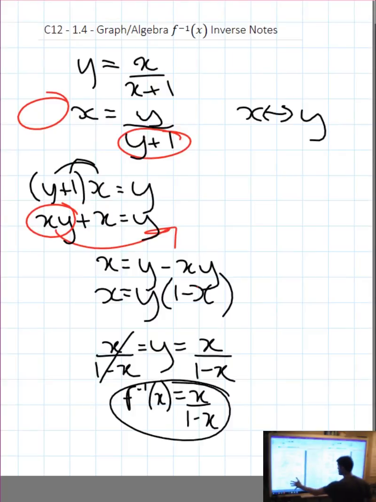Follow the instructions in the notes: switch x and y, multiply both sides, distribute, combine all the y's on one side, factor, and divide.